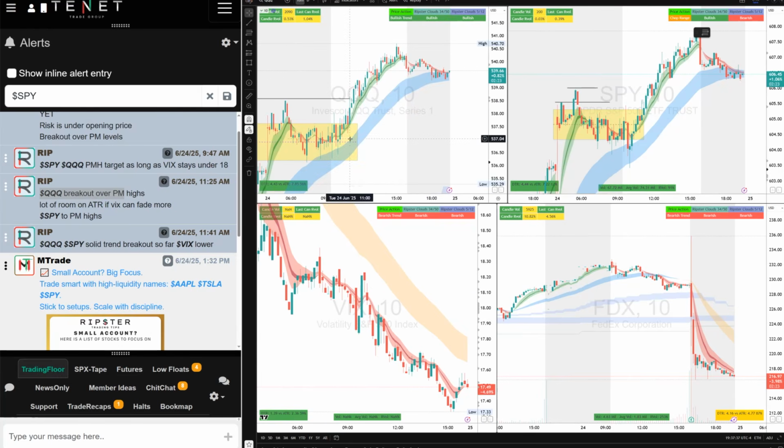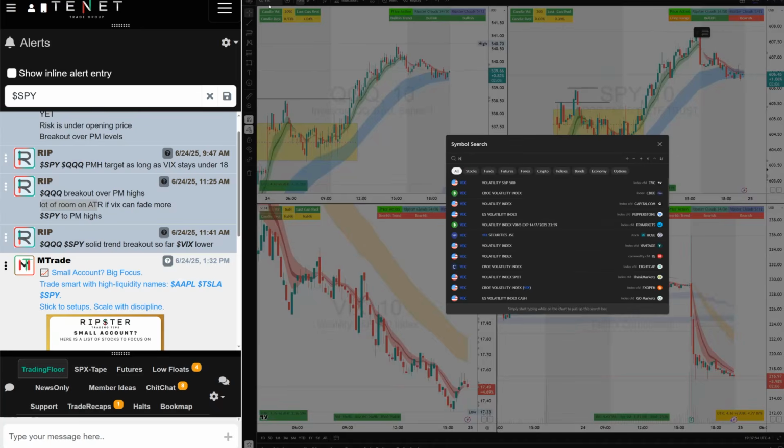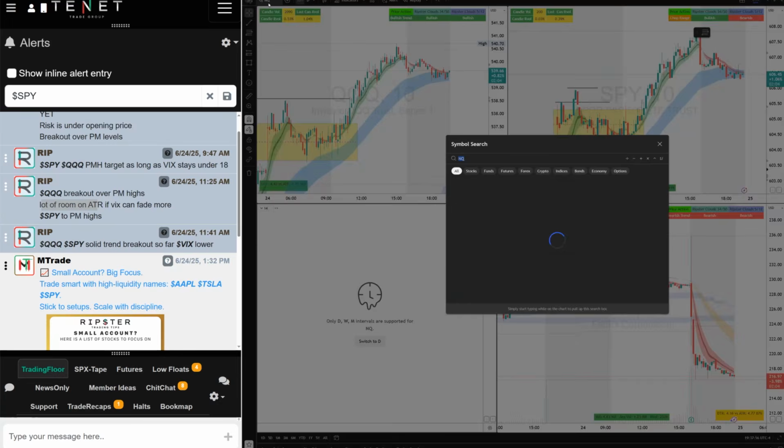Anyways, the long setup in the community was around 10:15 a.m. when we got that breakout here. Then came the breakout of pre-market highs. I told the traders, if you are long, there's a lot of room on the ATR. Always use the ATR to trade. And that was a good time to trade your NASDAQ and SPY futures as well.